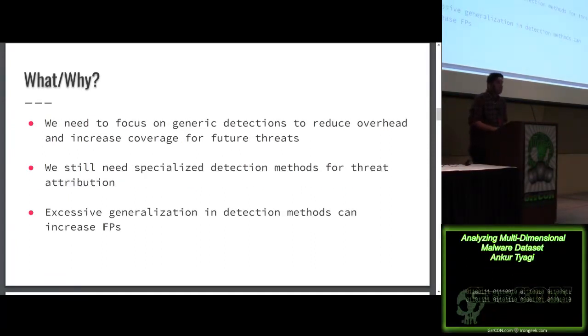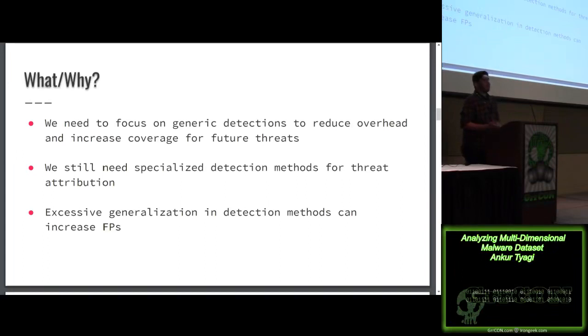So the challenge here is that we have certain solutions that are very specific, and we don't have a generic solution for this problem. A generic solution might help because we can reduce some overhead, and at the same time we can use that solution to make sure that we are safe in future. So if we have a generic detection signature for a malware or for a malware family, that same signature will work for newer variants of the same malware.